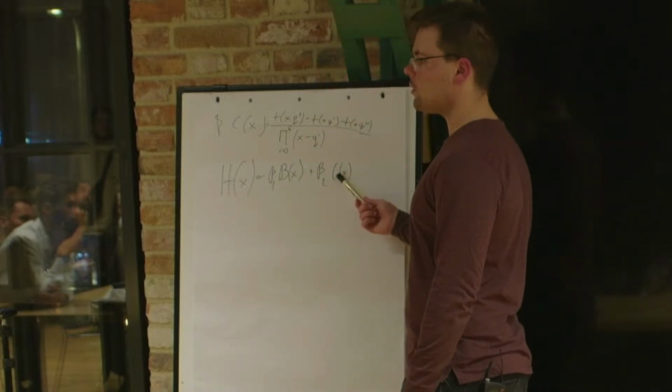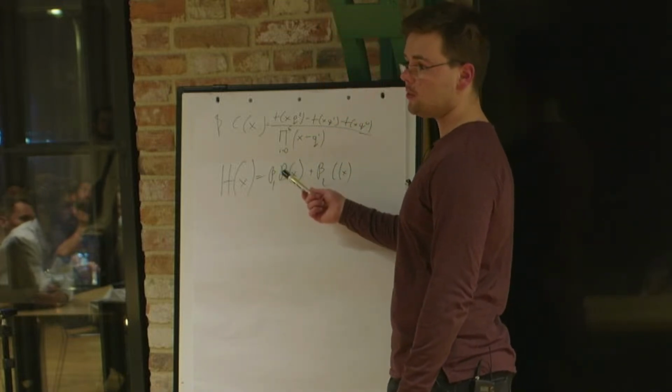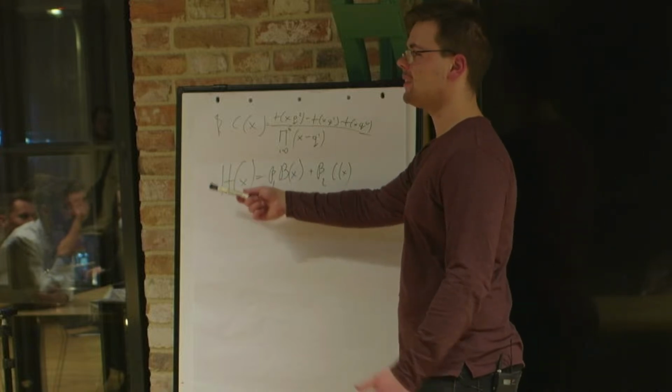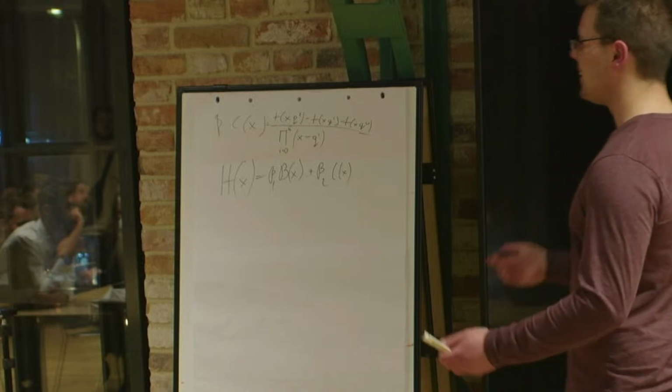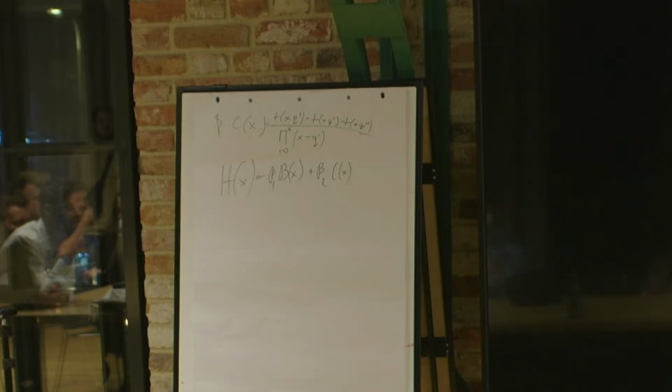C is the constraint polynomial, B is the boundary constraint polynomial, and H is the composition polynomial. We can't use C because it's going to confuse. So yeah, that's part of the math.